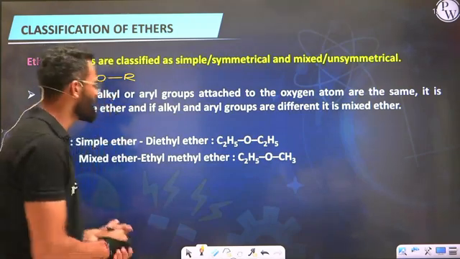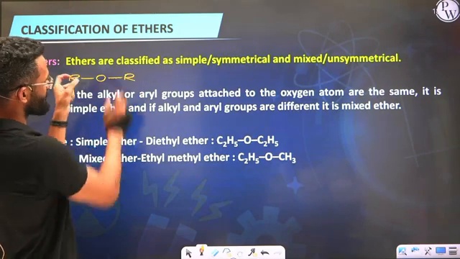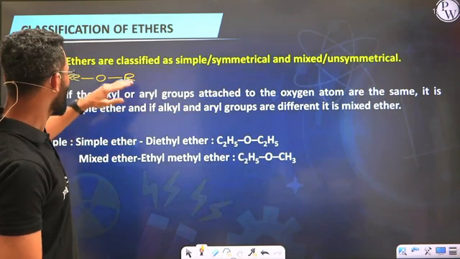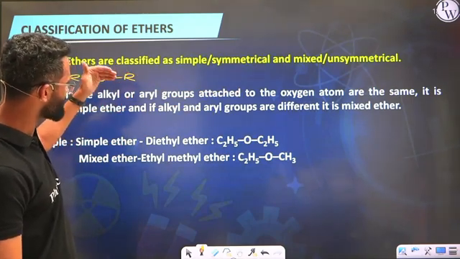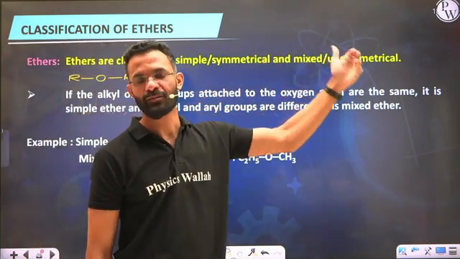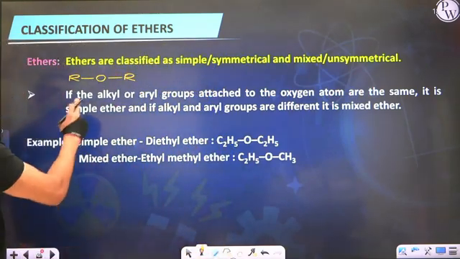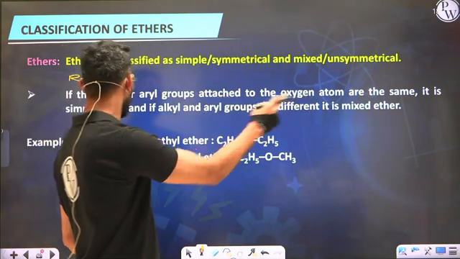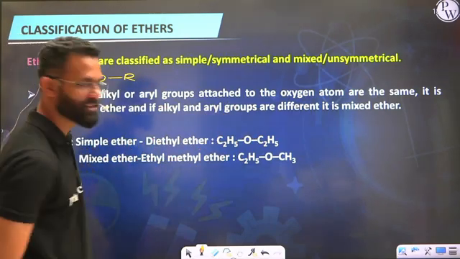Imagine if these two alkyl groups are identical in nature, then those kind of ethers are referred as simple or symmetrical ethers. And if the two alkyl groups, or one alkyl and one aryl group, are present such that these two are different, you call them as mixed or unsymmetrical ether. So you can simply read this. If the alkyl or aryl groups attached to the divalent oxygen atom are same, it is simple ether, and if the alkyl and aryl groups are different, it is called as mixed ether.